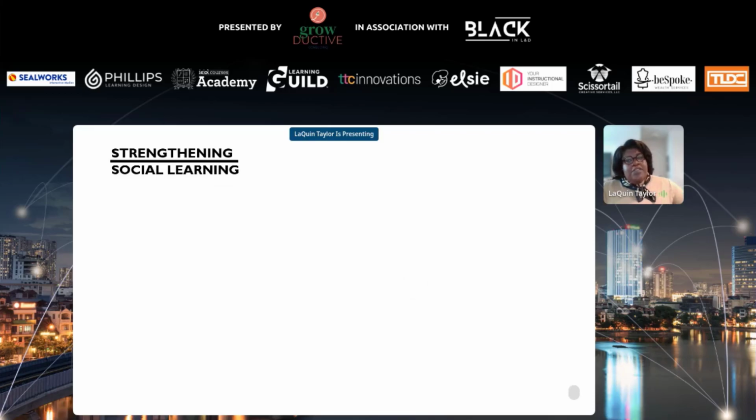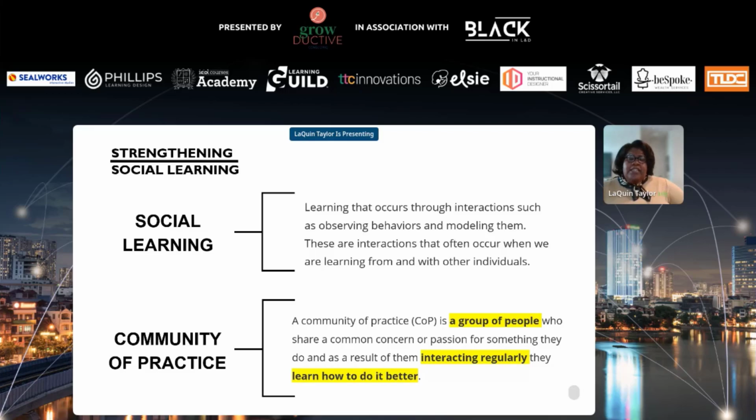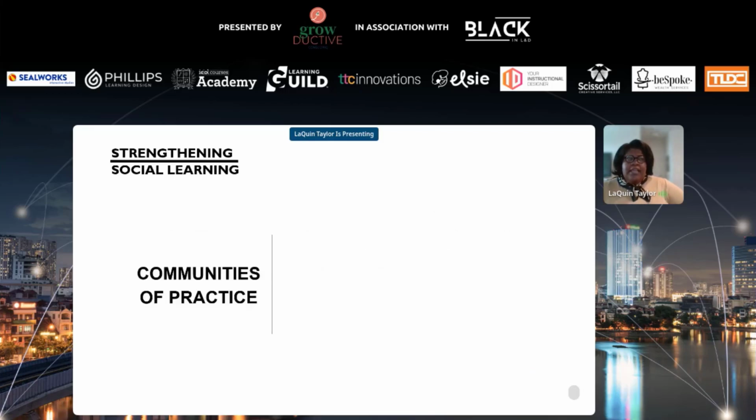Well, what about social learning? Social learning is based on the idea that learning occurs through interactions, such as observing behaviors and modeling them. And these are interactions that often occur when we are learning from and with other individuals. If we take a look back at the definition of COP, we will see that the definition of social learning is hidden in plain sight. A community of practice is a group of people interacting regularly, learning how to do it better. We can look at COPs as organized social learning.